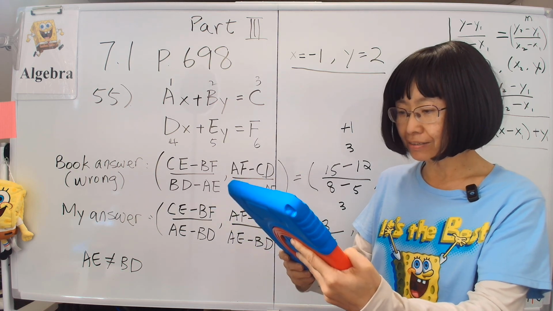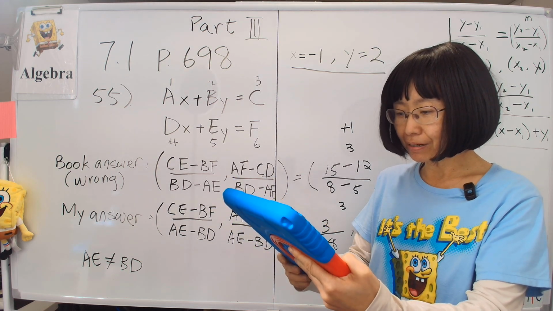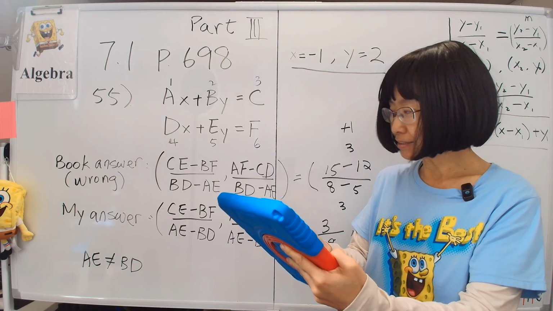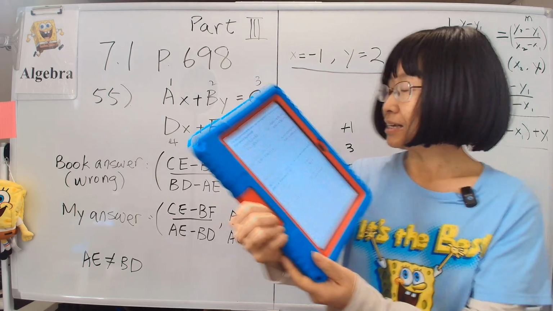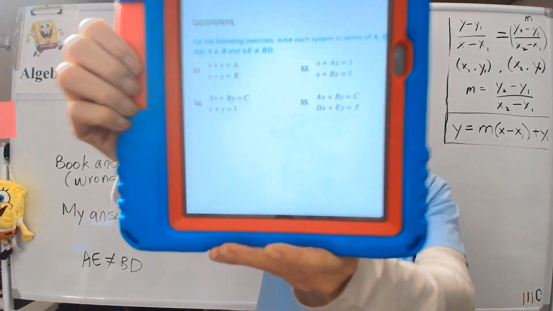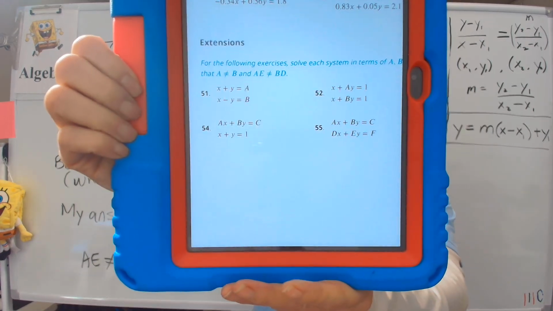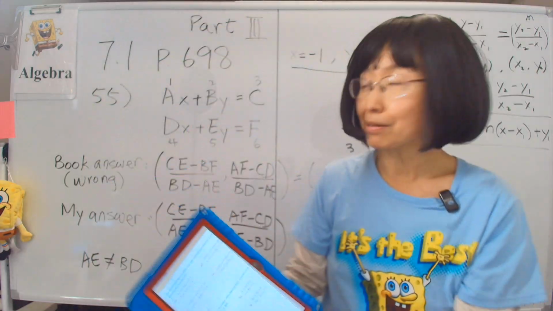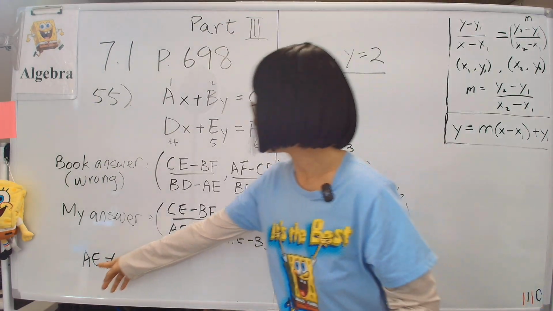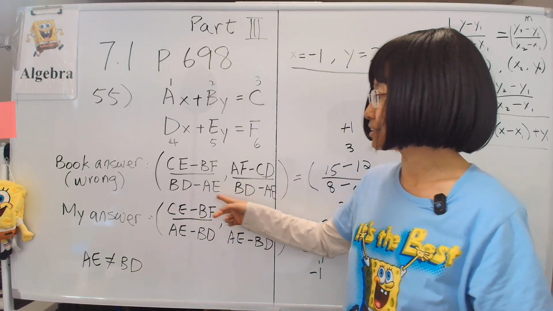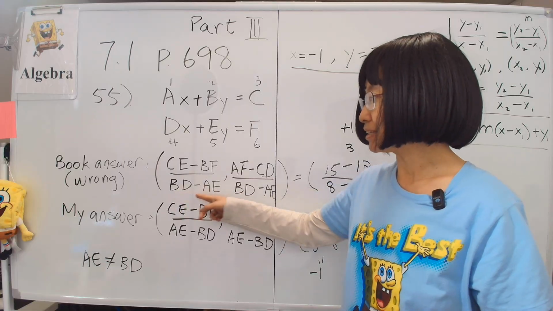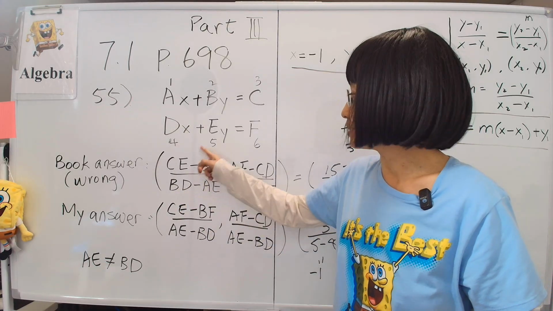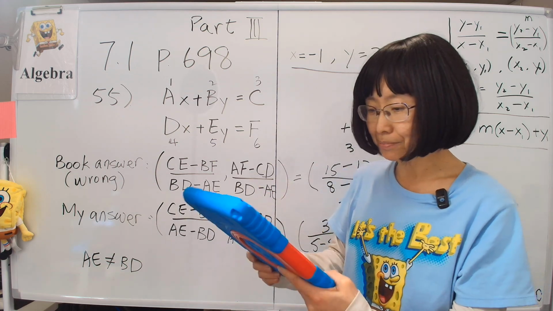Another thing I forgot to mention is that if you go back to look at the problem itself, it says something about A is not equal to B, and something about AE is not BD. At the time, you're probably wondering why. The reason AE cannot be BD is because our answer is in that form where if AE equals BD, then this is dividing by 0, and that is not acceptable.